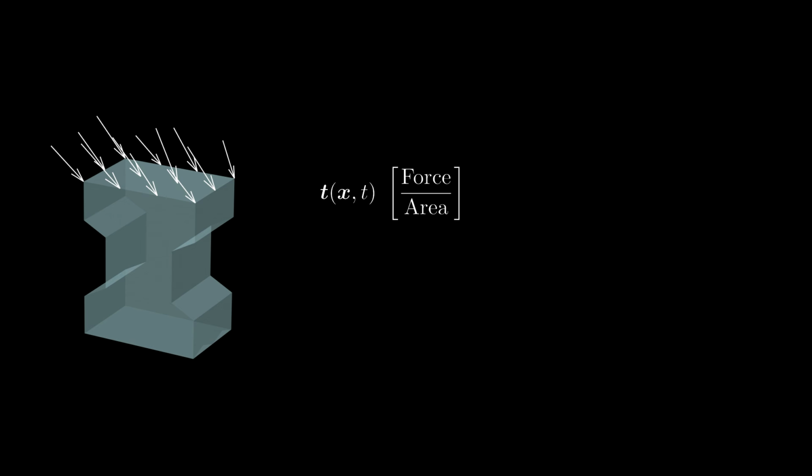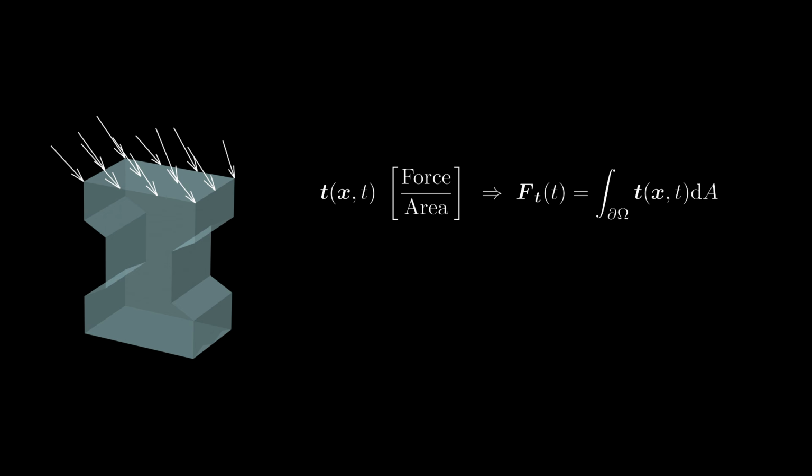To formulate the balance of linear momentum in continuum mechanics, we need to consider which forces may be acting on an object. First of all, there may be tractions acting on the surface of the object, for instance when it is in contact with another object. The tractions are denoted by t, and they may be functions of space and time. The tractions represent forces per area. Let's denote the net force resulting from the tractions by Ft.